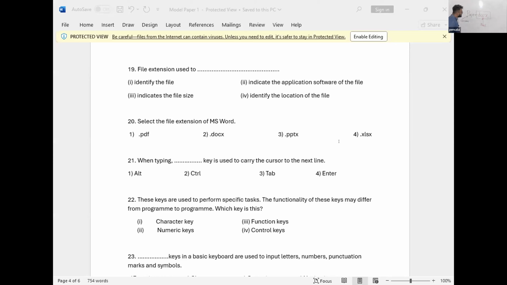Right. Indicate the application software of the file. Application software. Right. docx. Extension is docx. So what do we need to open this file?